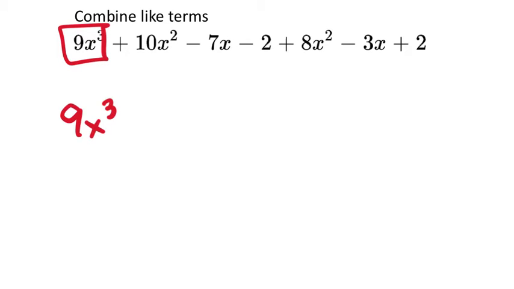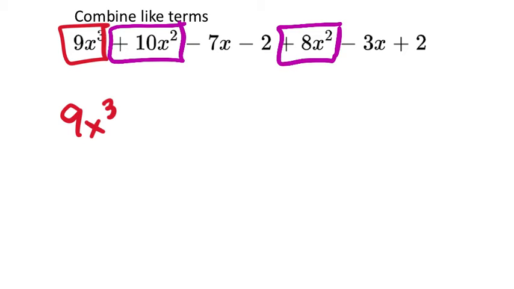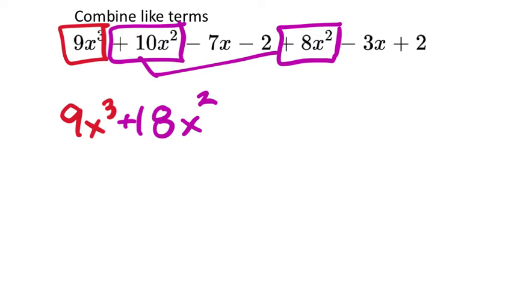Okay, so what's my next term? I got this positive 10x to the power of 2. So I'm looking only for x to the power of 2 terms, such as positive 8x to the power of 2. So how many x to the power of 2's will this be? You got 10 and 8 of them, which is going to result in positive 18 of those. Now remember, the positive is shown with a plus sign on this. So it actually reads 9x to the power of 3 plus 18x to the power of 2. Plus, because 18 is positive.